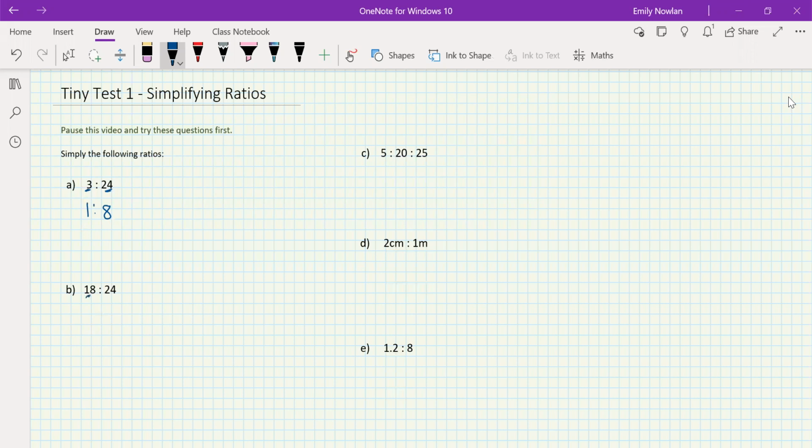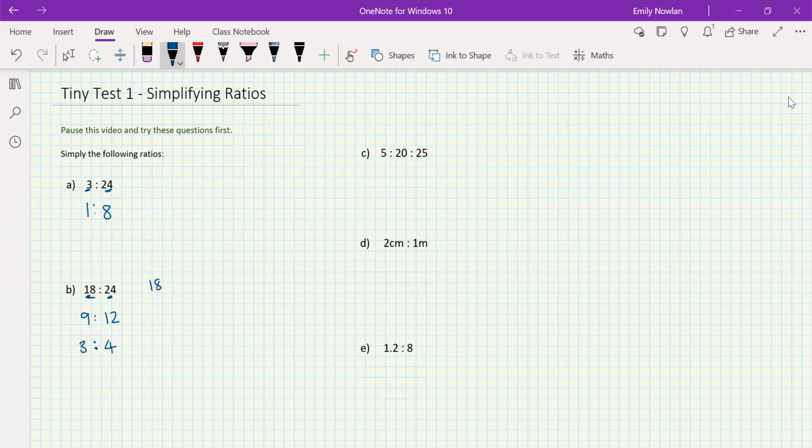Next one, what goes into 18 and also goes into 24? Now there's a couple of possibilities here. Some people might go, well, 2 goes into 18. So 2 goes into 18 9 times and 2 goes into 24 12 times. That's true and it has simplified, but it's not fully simplified. You need to keep going. What else goes into 9 and also goes into 12? Well, it's 3. 3 goes into 9 and 3 goes into 12. 3 goes into 9 3 times. 3 goes into 12 4 times.